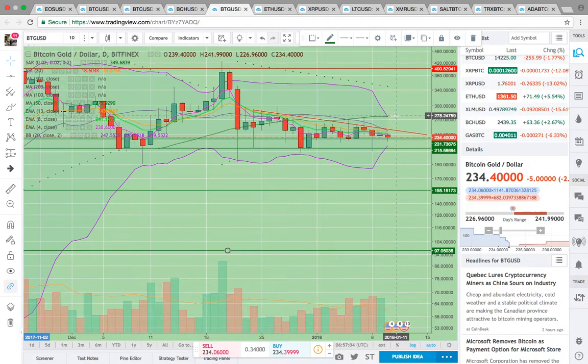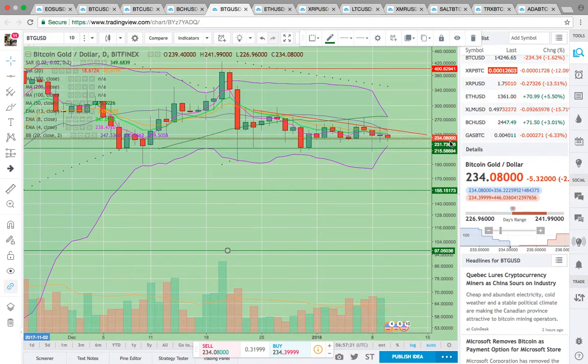And so if we can break above that red line and the middle Bollinger Band, which is this purple line in the middle, then that would signal that it wants to head higher. It has to get above the 50-day simple moving average at 275. So 275 and then right here at 247 are the two big levels to break.